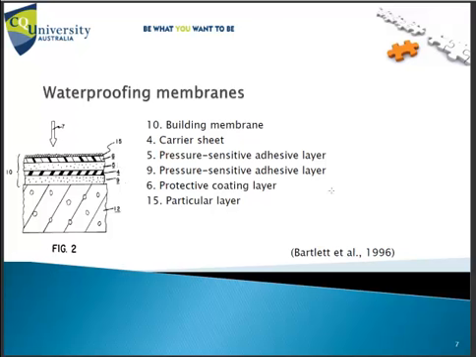When we put the building membrane onto the building material we're going to protect, such as number 12 here, due to number 9, the pressure-sensitive adhesive layer, the membrane will be attached to the building material. The core of the waterproofing membrane is number 4, the carrier sheet. Since it is protected by number 6, a protective coating layer, the sun, heat, and humidity will not influence the core of the building membrane, which is number 4.